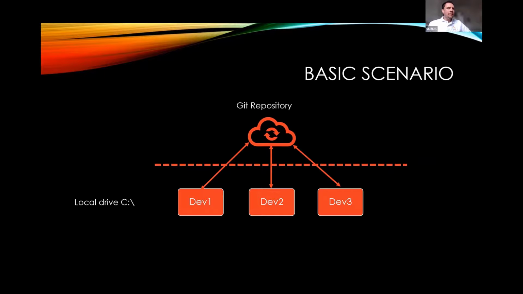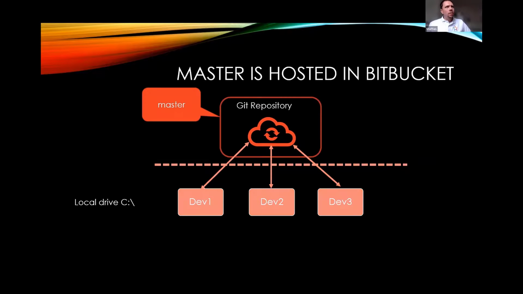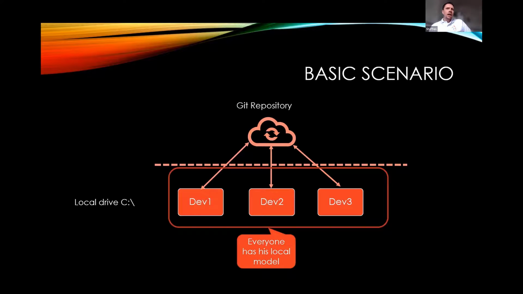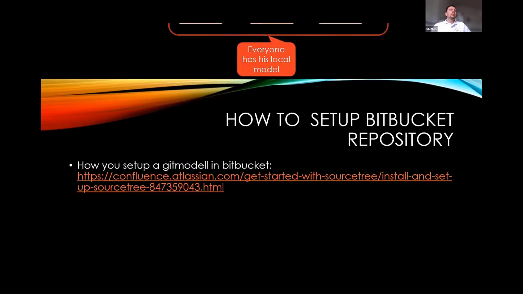Okay, this is our basic scenario. We have our master model on the Git repository. And from there, it is downloaded, called a pull, to the local drive of each dev. And everybody now has their copy of the master model and can work with it independently. And after that, the dev can push their work back to the Git repository at their own pace. That's the main construction.